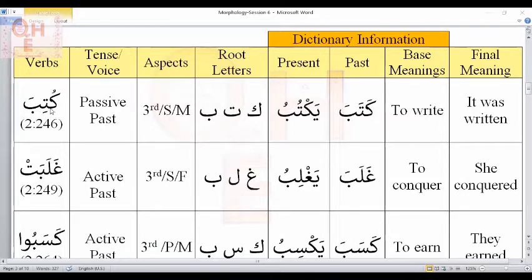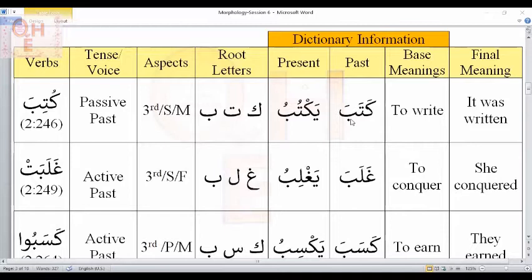Kutiba. The moment you see it, you recognize this is a past tense and this is passive past, because you see kuti. And this is definitely third person singular male. The root letters are kaf, ta, ba. When you enter kaf, ta, ba in the dictionary, from the transliteration, you get the third person singular male active past tense pattern, kataba.